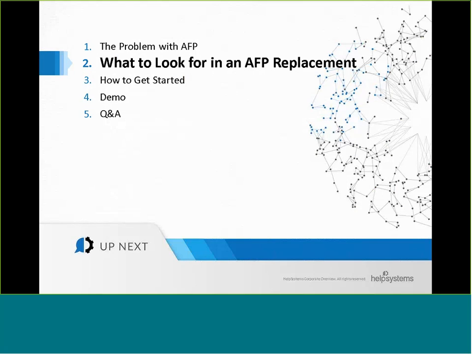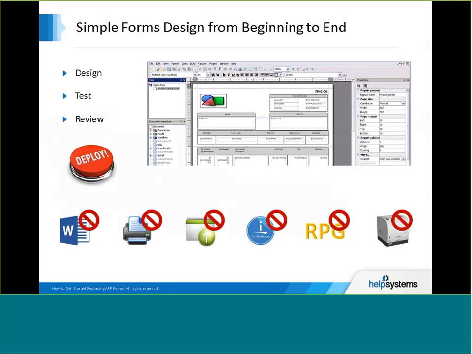So let's talk a little bit about our iForms software and some of the things to look for in an IBM AFP modernization strategy. Today's form designers want the ability to design and test on the fly before moving forms into production. With iForms, you can design, test, review, and deploy a new form from one interface. This allows designers to eliminate all the manual steps it previously took with AFP to develop and implement forms.